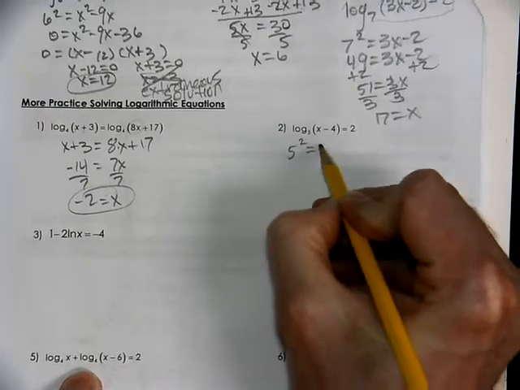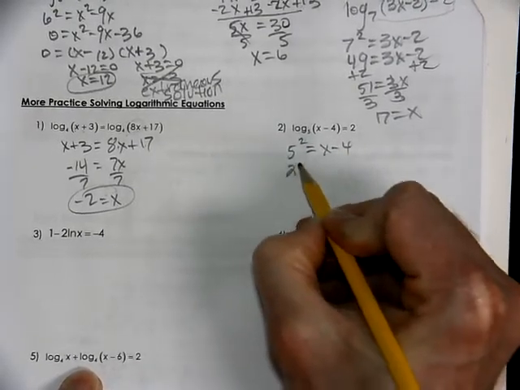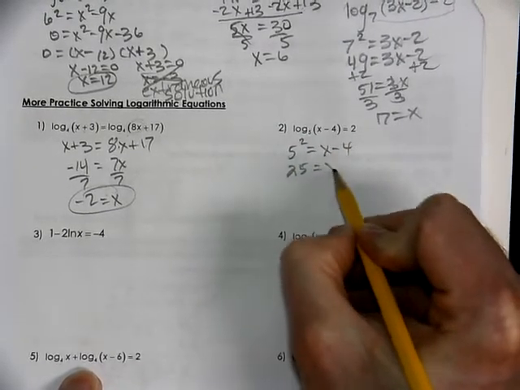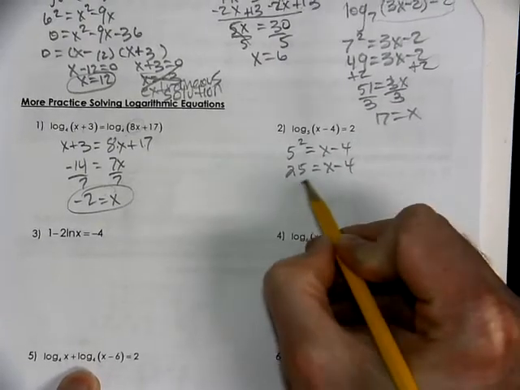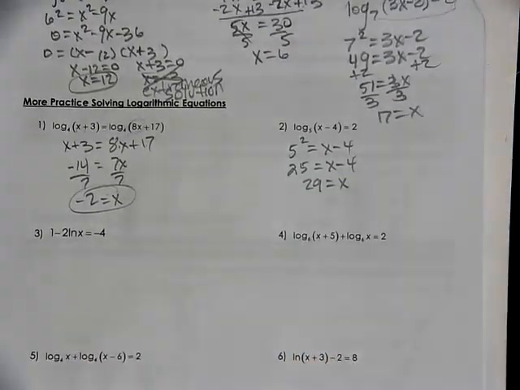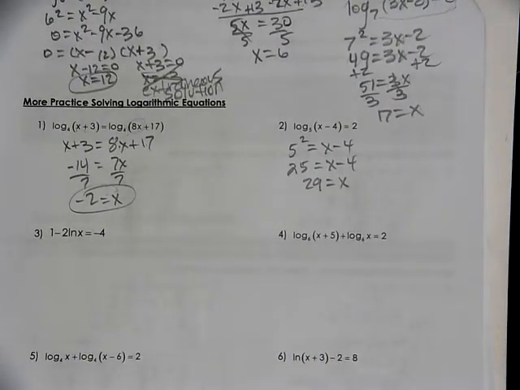Here's 5 squared equals x minus 4. 25 equals x minus 4. Add the 4 over, and you get 29 equals x.